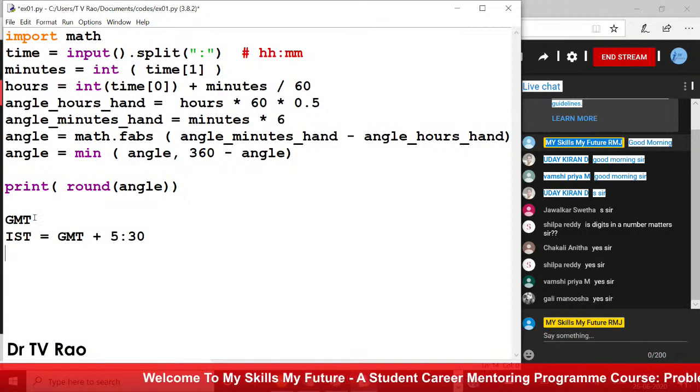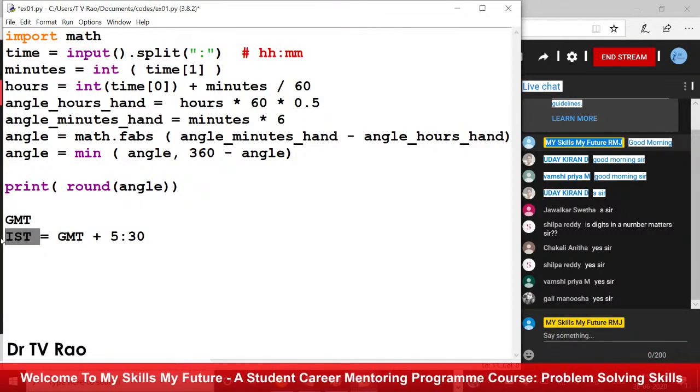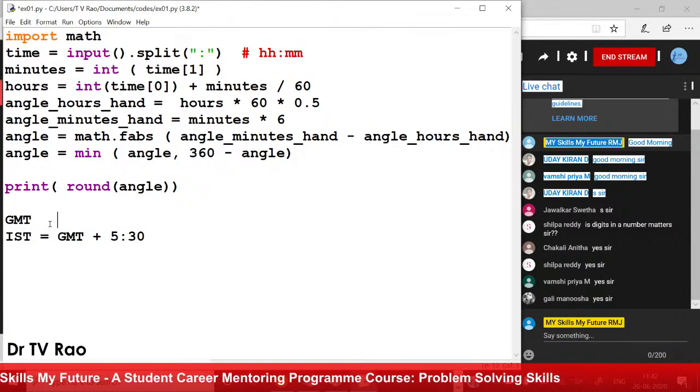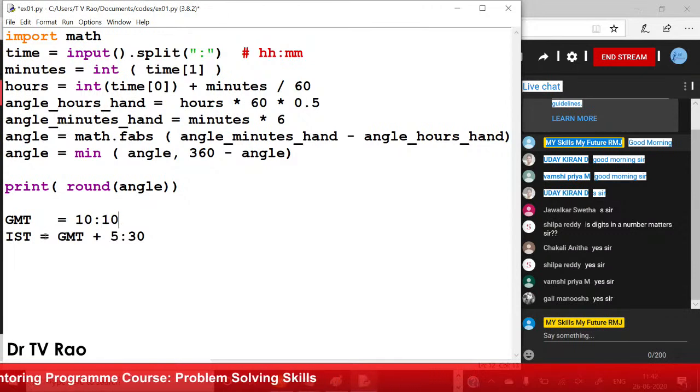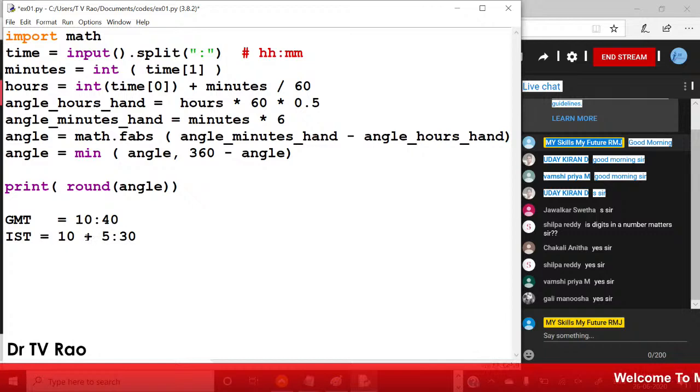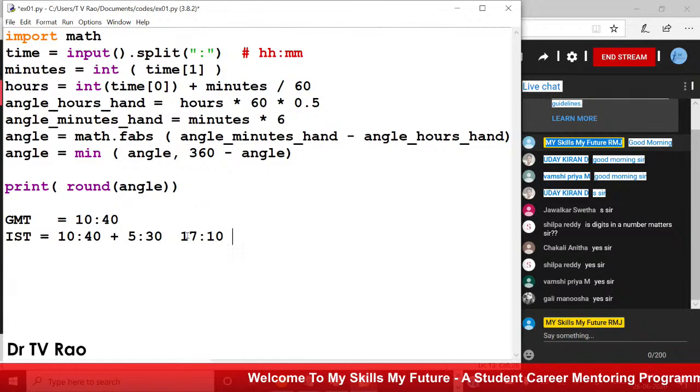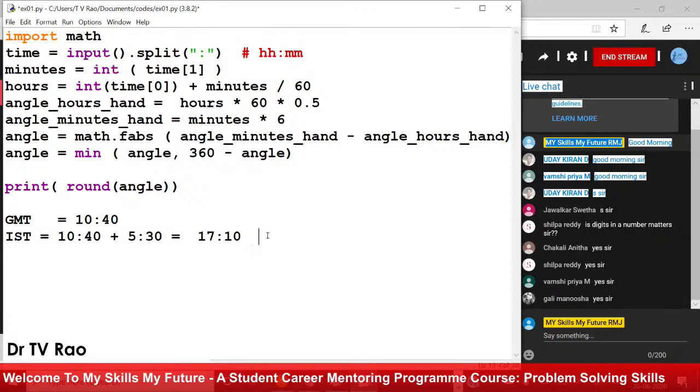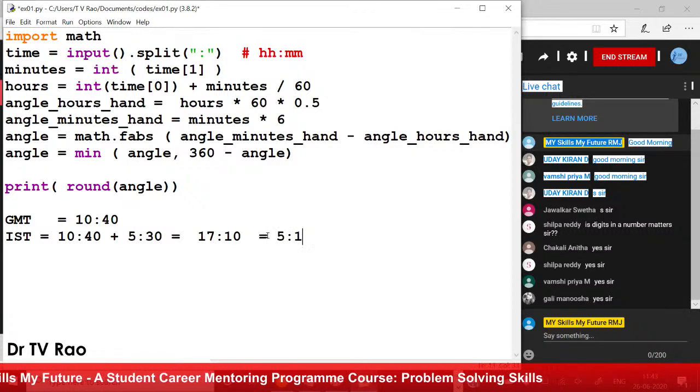Suppose GMT is 10 a.m. or 10:10. So how much is it then? Or 10:40. So how much is this then? 10:40. Okay, it is 17:10. Is this clear? What is 17:10? It is 5:10. You should use the modulus operator here, or the division operator.